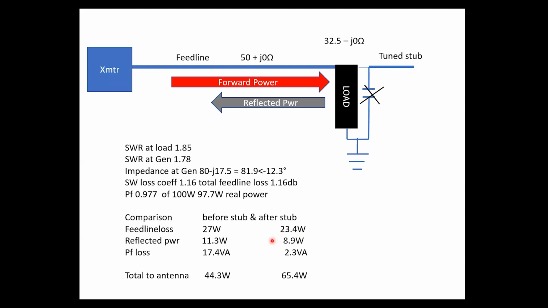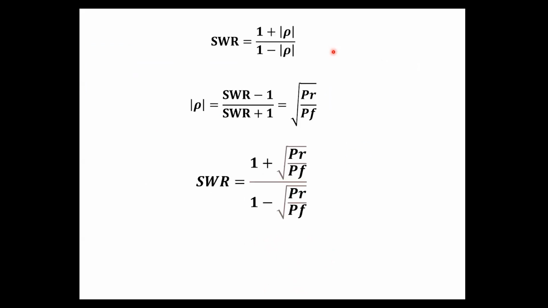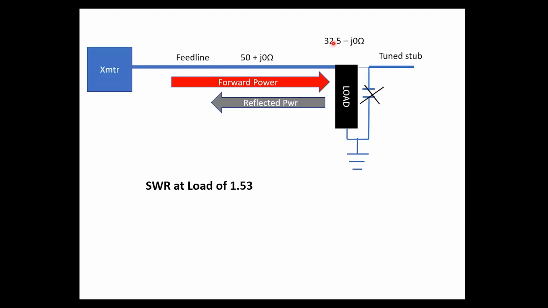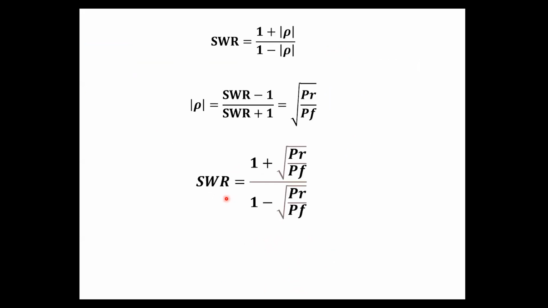Look what that does to my power that's available to the antenna. It goes from 44 watts to 65 watts. Makes a huge difference. So this is a big change that we can have. Now, what would happen if I could change this to 50 ohms? If I could change this to 50 ohms at J0, then the SWR would change to 1.53. Now I've done something. Question is, how do I get there?